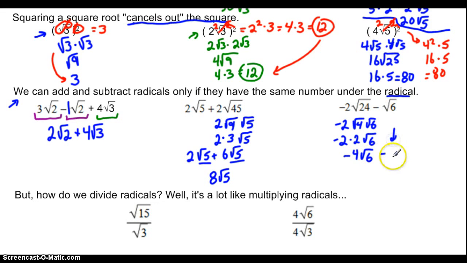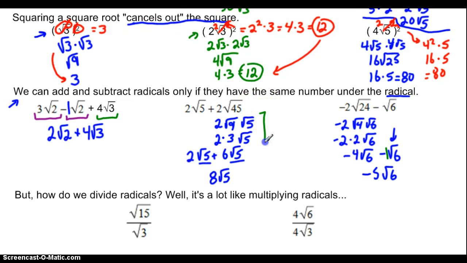Bring down this square root of 6 from the beginning, and now we have negative 4 square root of 6 minus, I guess we'd call that a 1 square root of 6. Negative 4 minus 1 gives me negative 5 square root of 6. So actually, adding and subtracting radicals, or square roots, is quite straightforward.